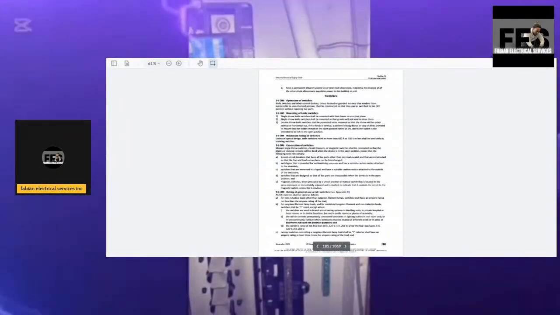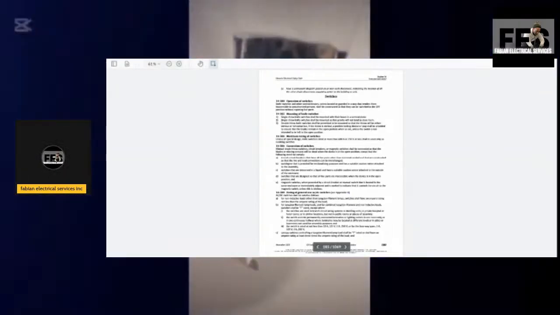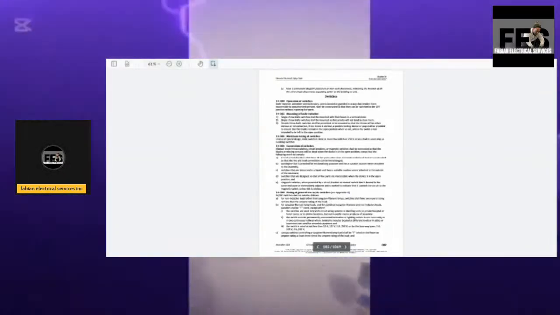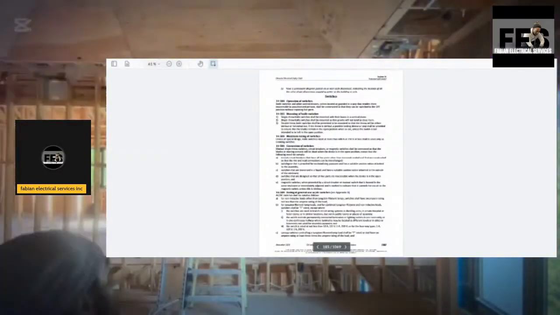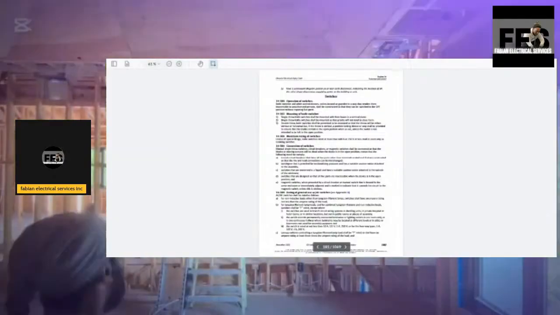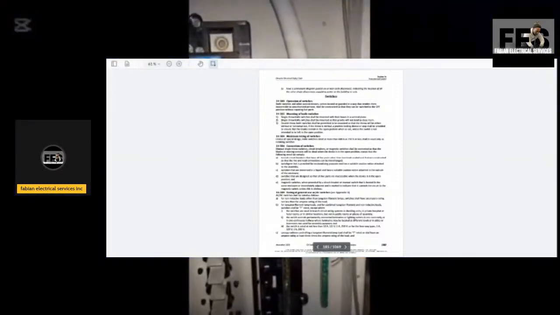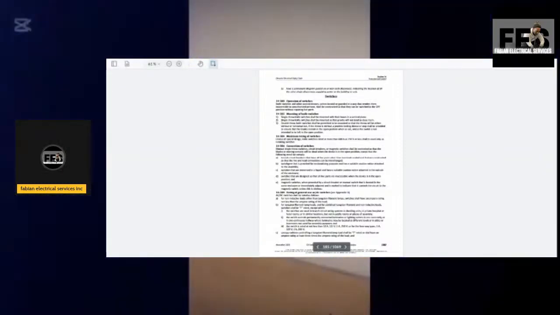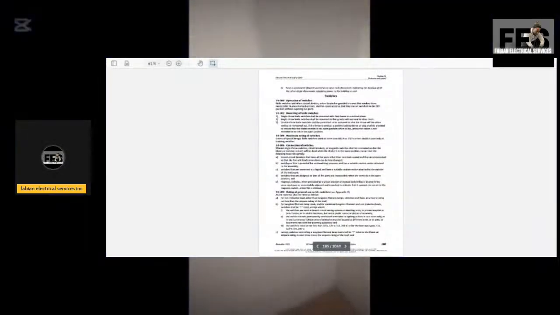So I'm going to read this here. For non-inductive loads other than tungsten filament lamps, switches shall have an ampere rating not less than the ampere rating of the load. So ampere rating not less than the ampere rating of the load simply means that I cannot install a 20 amp switch for a 15 amp circuit that's going to be happening.